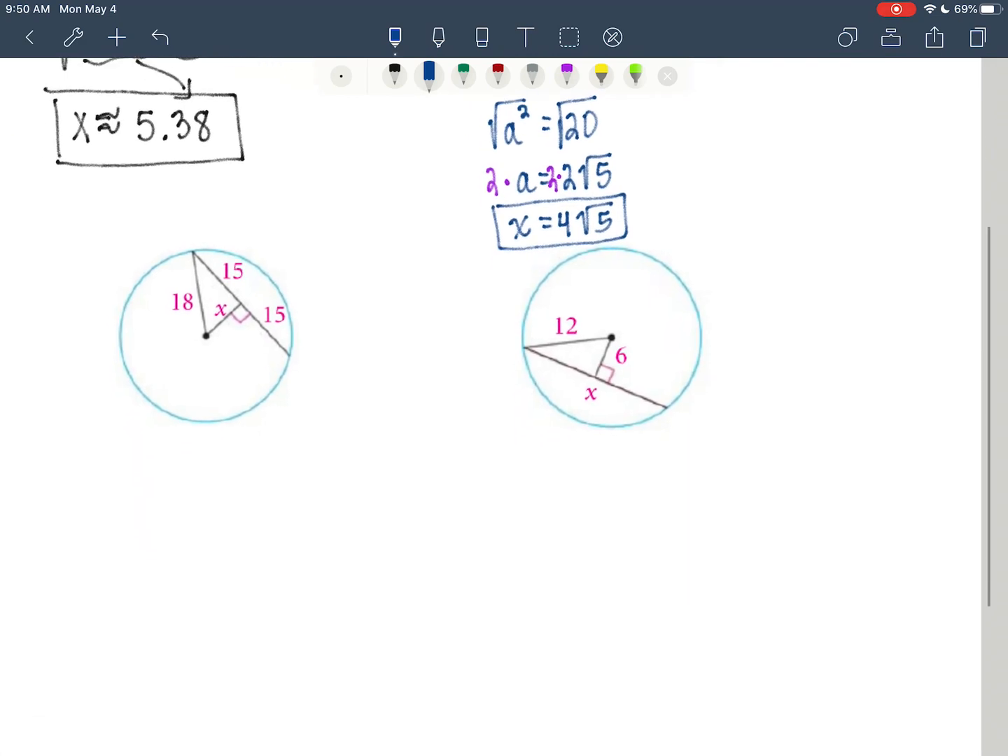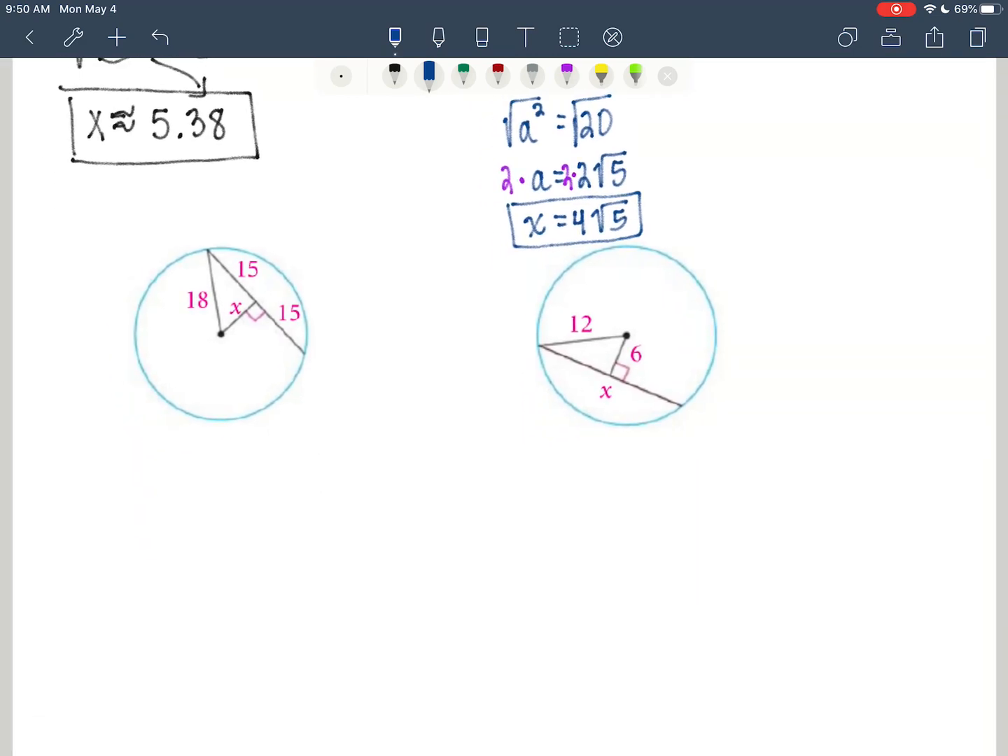Okay, I think it's really time for you to try these two right here. Make sure you've got it. So I'm going to do them, but go ahead and press pause, and when you're ready to check your answer, press play.